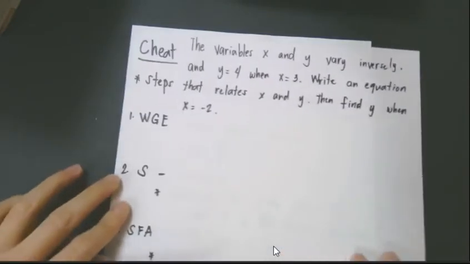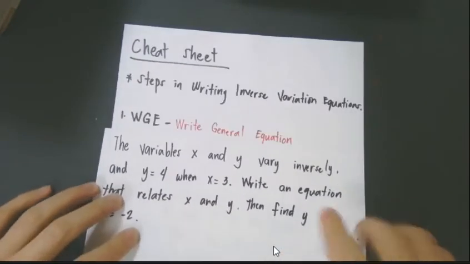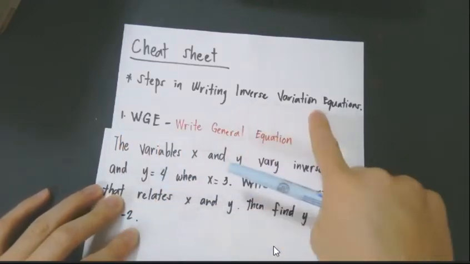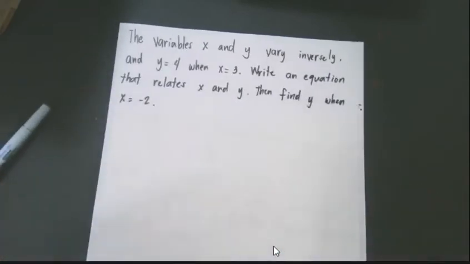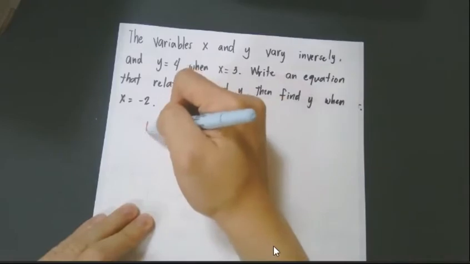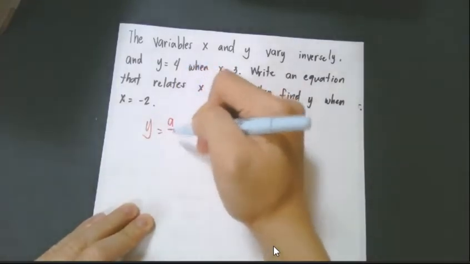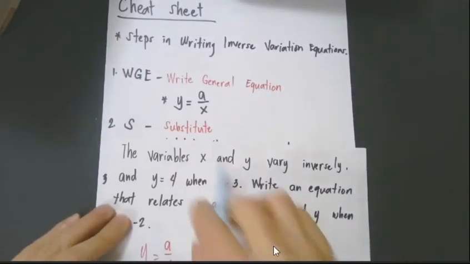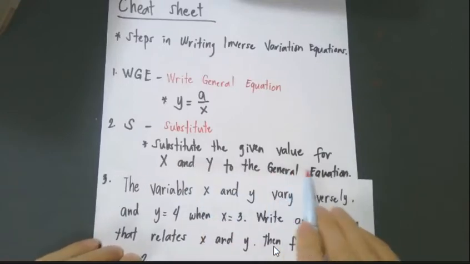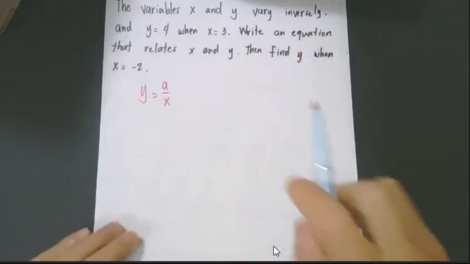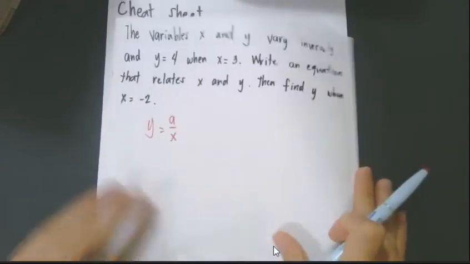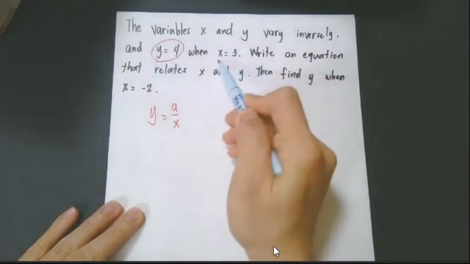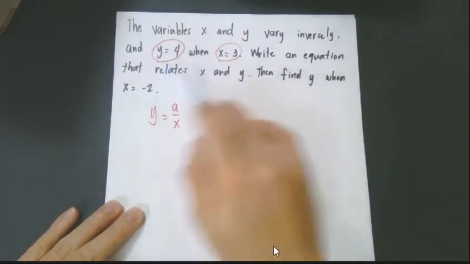Going back to the cheat sheet, for step number 1 we just need to write the general equation for inverse variation. So we write y is equal to a over x. That's step number 1. Step number 2, substitute the given values for x and y. From the given problem, they gave us values for y and x. So all we need to do is substitute that.